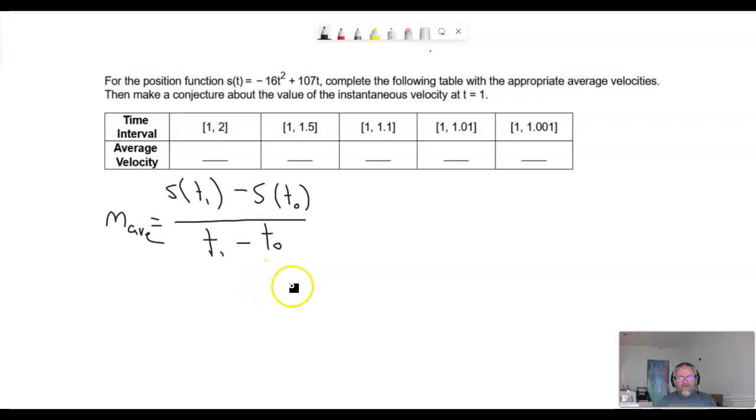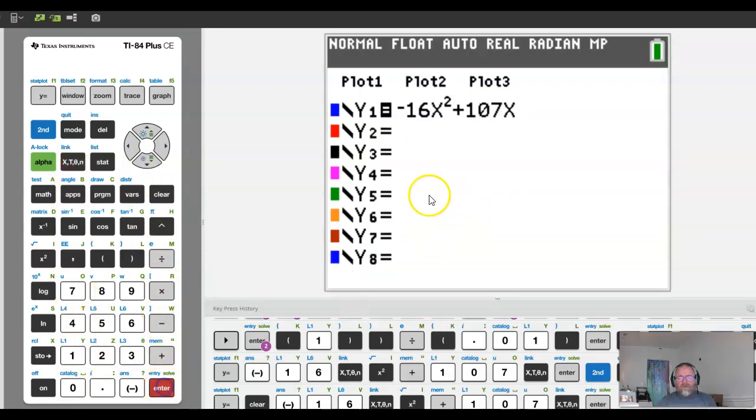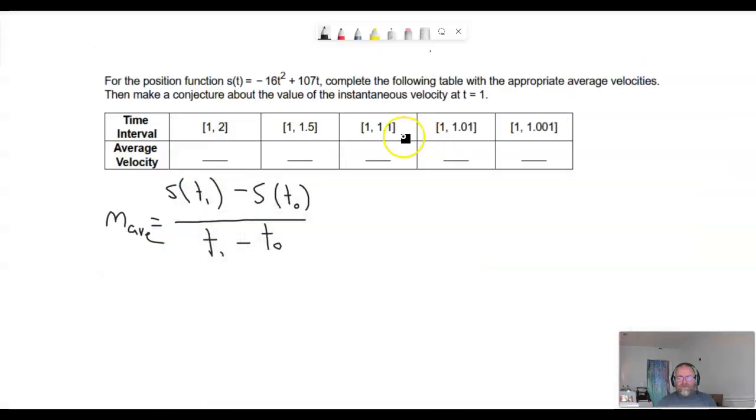We're really going to let our calculator do the work for this one. So let's first put this equation up in our calculator. Don't forget, when you start off, don't put a minus sign, put a negative. So that's negative 16x squared, plus 107x. All right, so that puts our equation right up there.